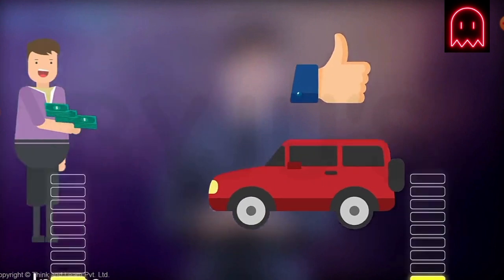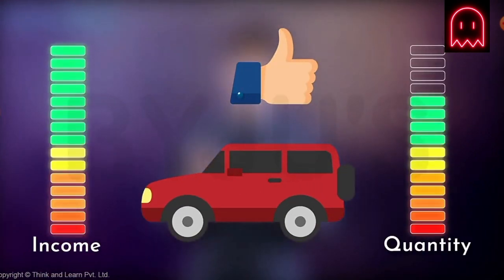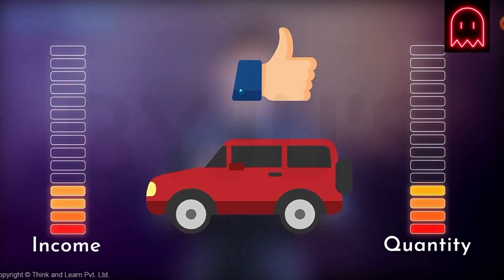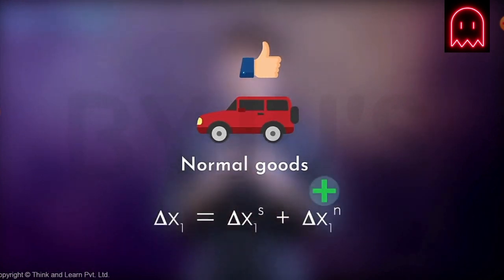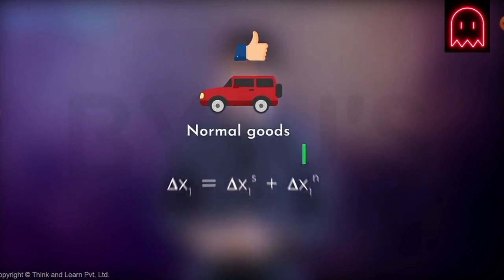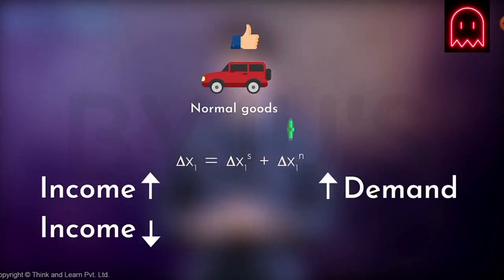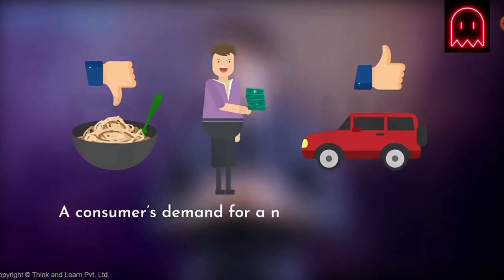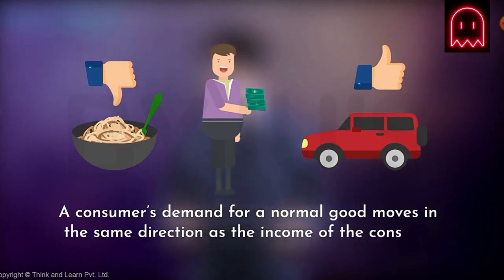For most goods, the quantity that a consumer chooses increases as the consumer's income increases and decreases as the consumer's income decreases. Such goods are called normal goods. In the Slutsky equation, a normal good has a positive income effect. And so, as the income goes up, demand goes up, and as income goes down, so does demand. Thus, a consumer's demand for a normal good moves in the same direction as the income of the consumer.